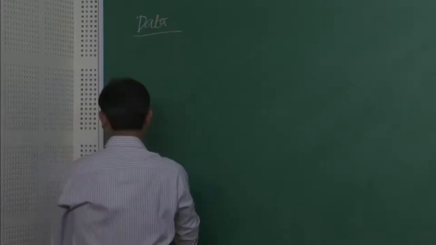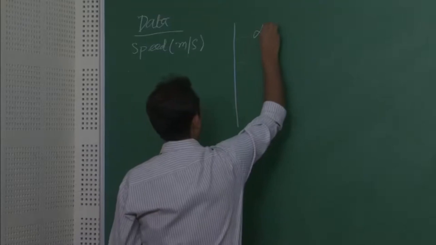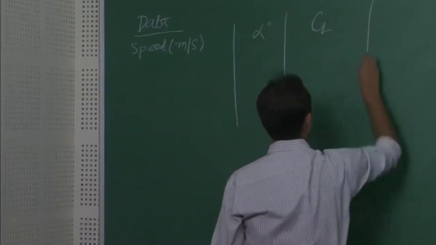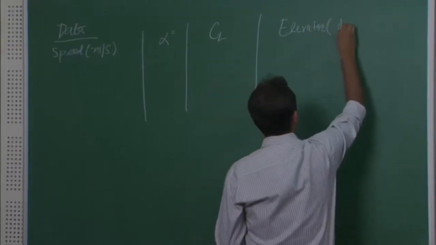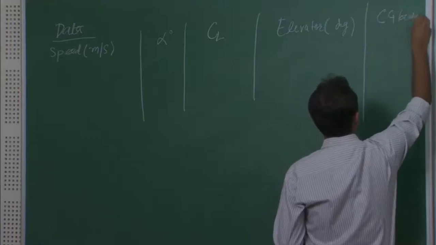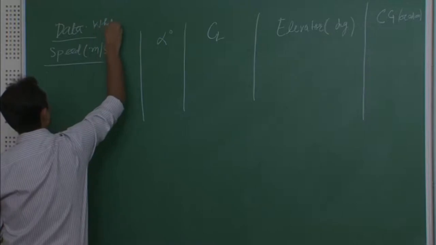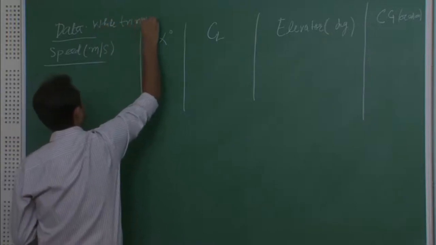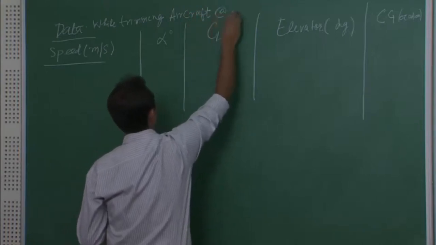In a flight test, the following data were given while trimming the airplane at different speeds. Data were for speed in meters per second, angle of attack, lift coefficient, elevator deflection in degrees, and CG location. This is data while trimming your aircraft at different speeds.